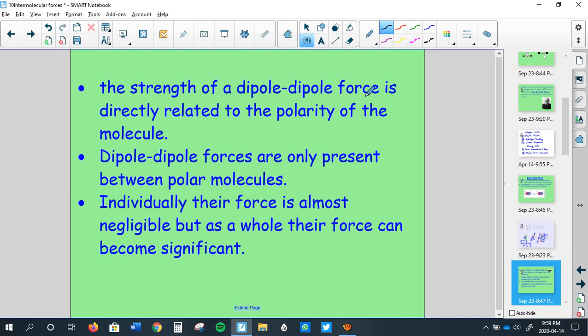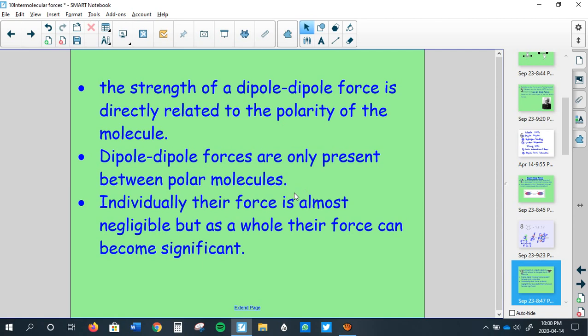The strength of a dipole-dipole interaction is directly related to the polarity of the molecule. So if you're ever asked to compare the dipole-dipole interactions between two different sets of molecules, you're looking at the difference in electronegativities. Now, you will have more questions on this. Feel free to ask to clarify. The more electronegative one substance is, the more polar you could say it is, and therefore the greater dipole intermolecular force it's going to have compared to something else.